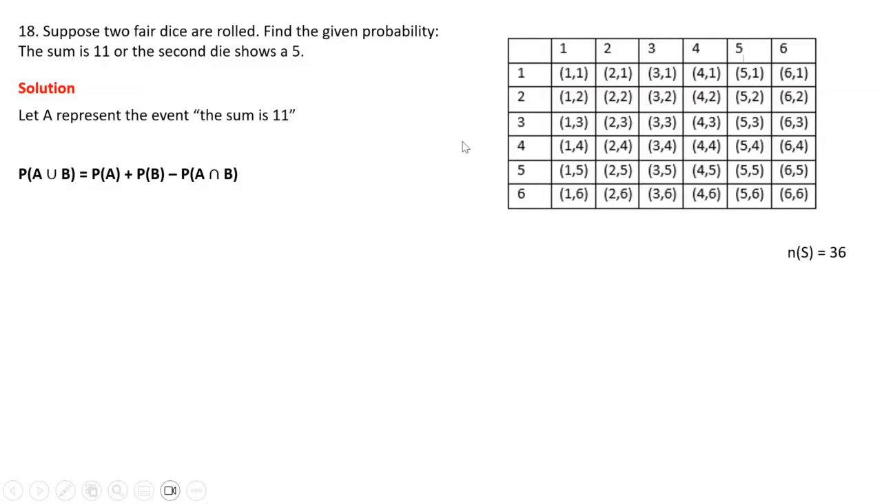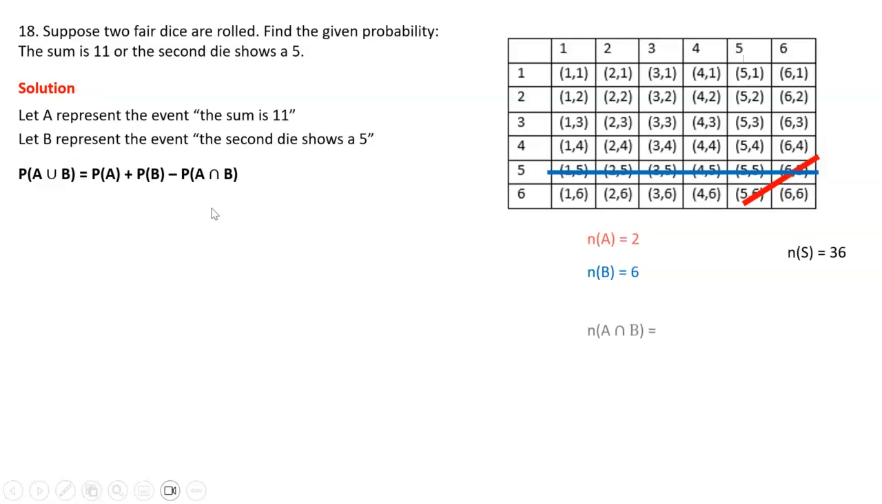We're going to let A represent the sum is 11. So how many are 11? They'll be right here. These are 11. This is going to be 2. We're going to let B be that the second die is a 5. So it'll be these here, guys, the second die is a 5. All these right here. It's going to be 1, 2, 3, 4, 5, 6. It's going to be 6. And the intersection, where these two intersect, will be 1 because it's only right there.